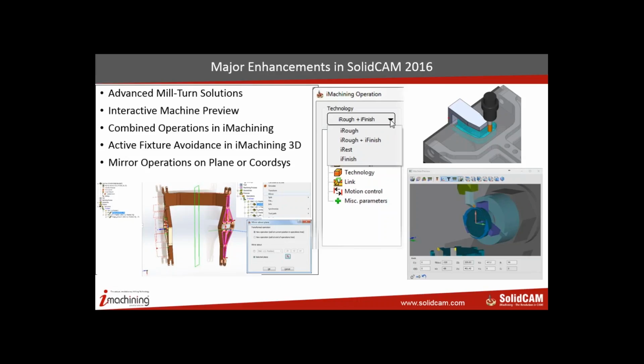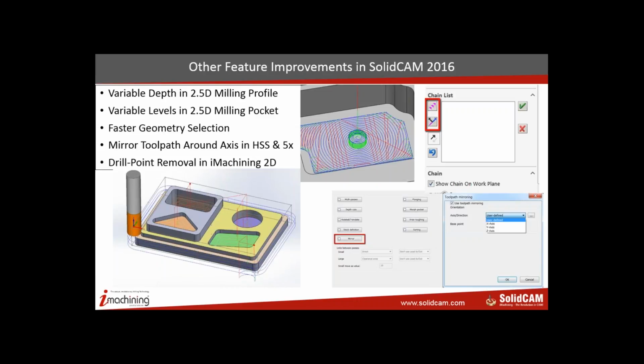Okay, so other improvements. If you didn't attend yesterday, I'll just briefly mention that in yesterday's webinar we showed the variable depths in the milling profile strategy that's been added in 16. We've also got various levels in pocket, meaning you can have a different start height and a different finish height. We also have various methods to select your geometry quicker, and you can mirror your toolpath around different axes in HSS and 5 axis, so you can mirror toolpath around the x-axis or the y-axis or whatever.